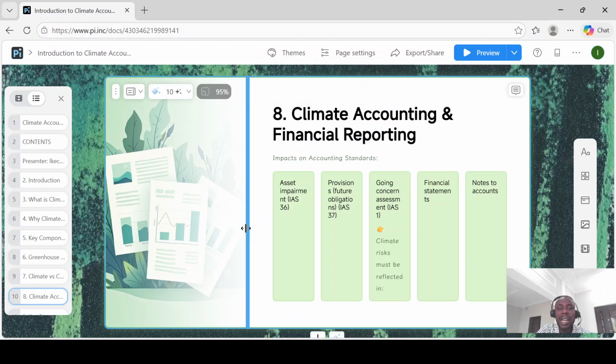Climate accounting and financial reporting. Impact on accounting standards. Climate accounting and financial reporting are one and the same because we look at the job of the accountant. One of his aims is to report issues. So in climate risk and opportunities, we need to report these climate risks and opportunities.